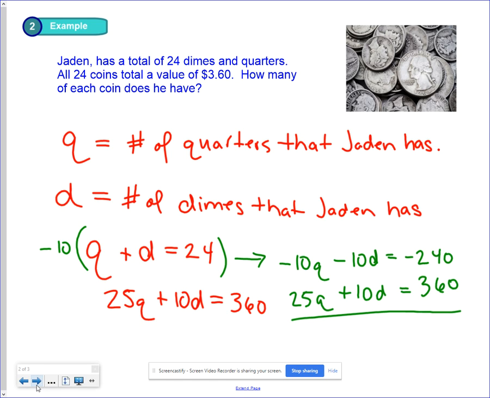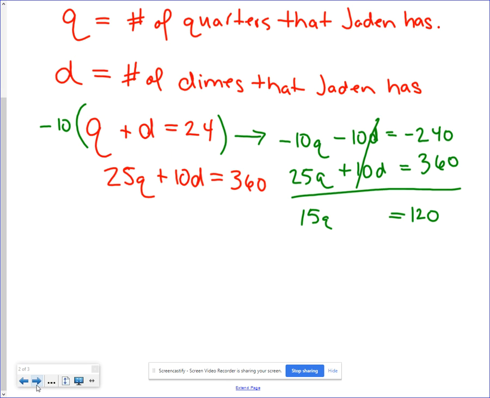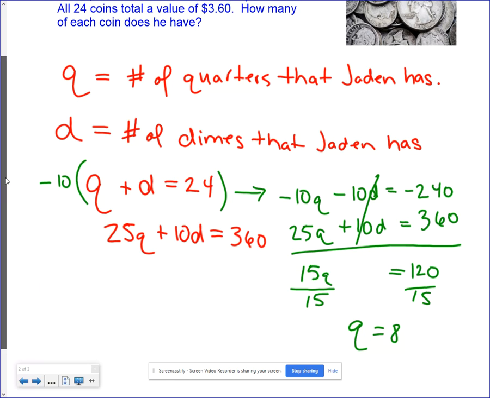Well, -10Q plus 25Q is 15Q. These cancel out, eliminate each other. And then 360 minus 240 is 120. Then divide both sides by 15. We get Q to be 8. So Jaden has 8 quarters. If he has 8 quarters, how many dimes does he have?